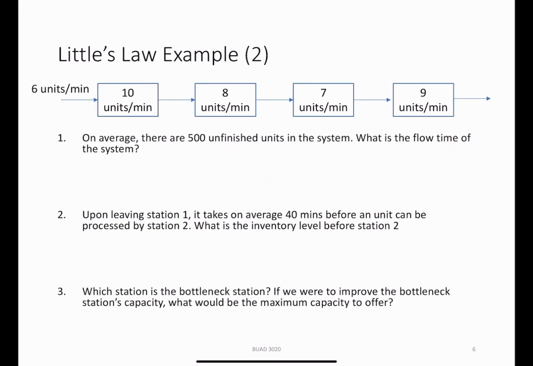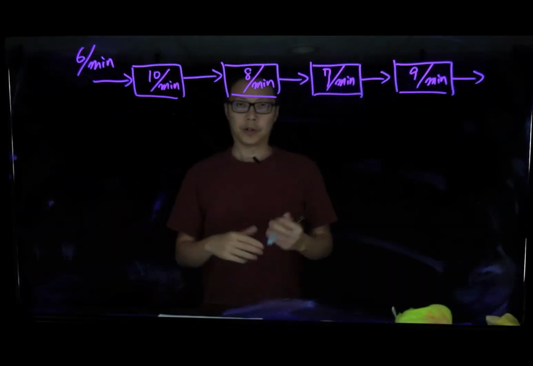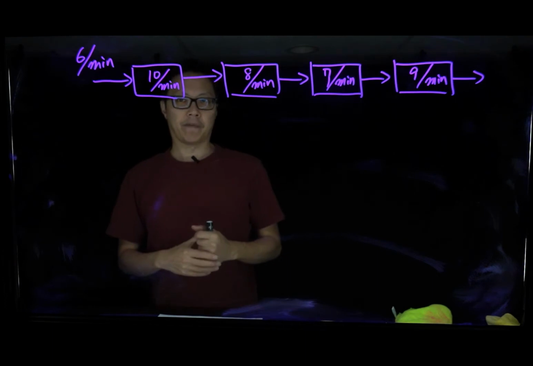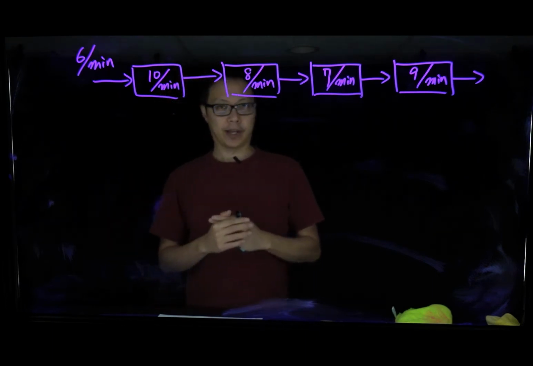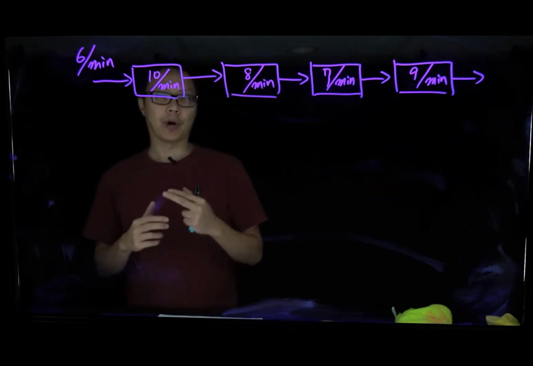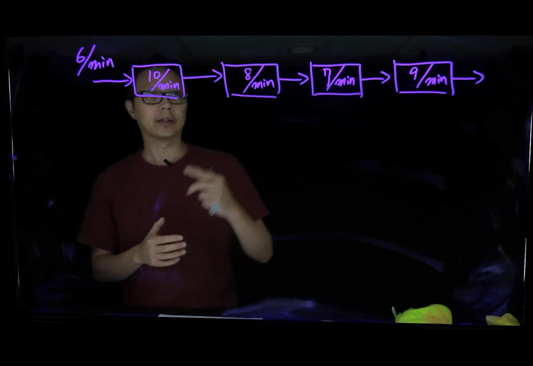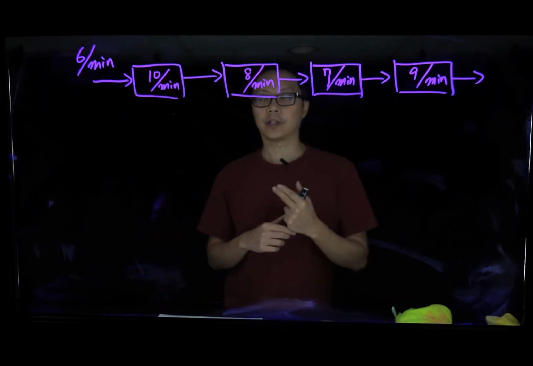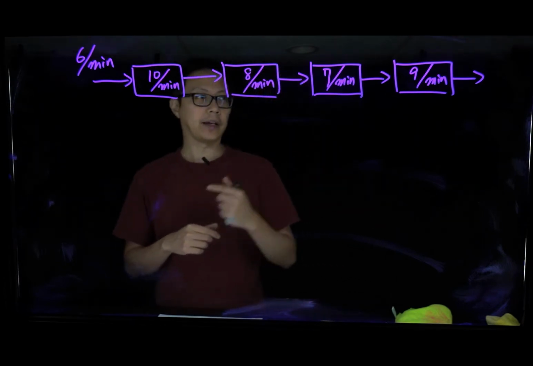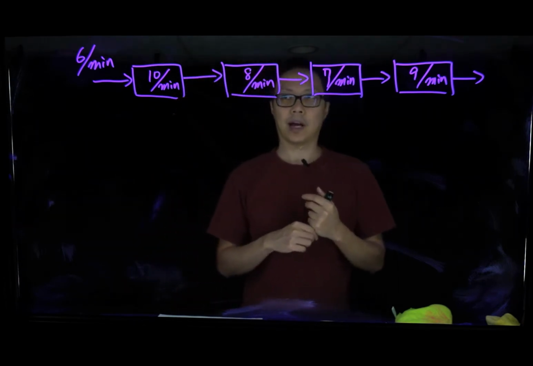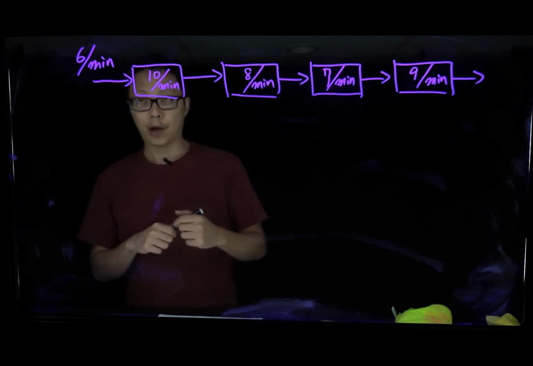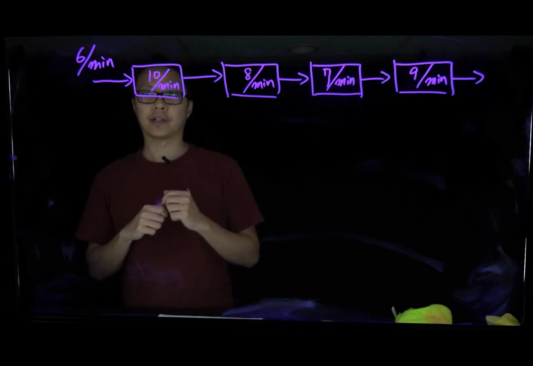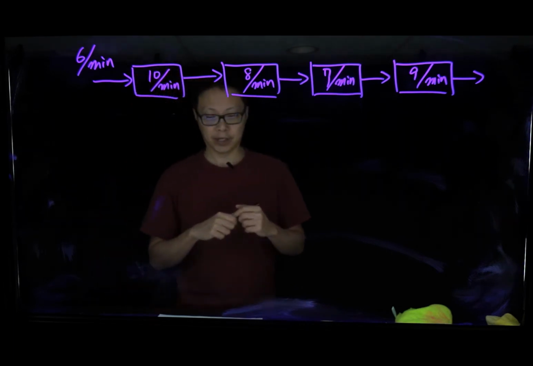Now, let's take a look at an example to see if we can use Little's Law to do the calculations. In this example, suppose we have an assembly line with 4 stations. The first station can process 10 units per minute. The second station can process 8 units per minute. The third station can process 7 units per minute. And the very last station can process 9 units per minute. We assume the material goes into the system at a rate of 6 per minute.